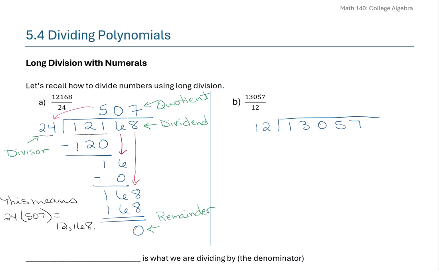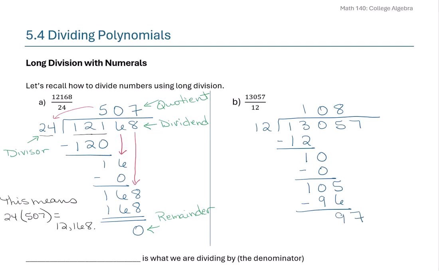So when we divide 12, we look to see if it goes into 13, and it does one time. We subtract. We get a 10. 12 does not go into 10. So we multiply by 0 and subtract. We get 105. 12 goes into 105 8 times. Multiply 8 and 12, we get 96, subtract.